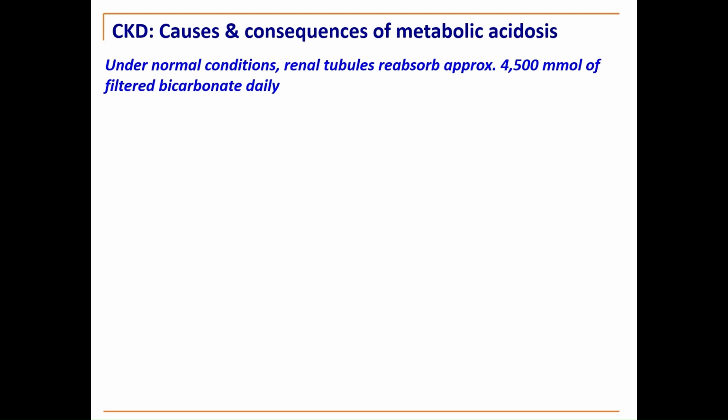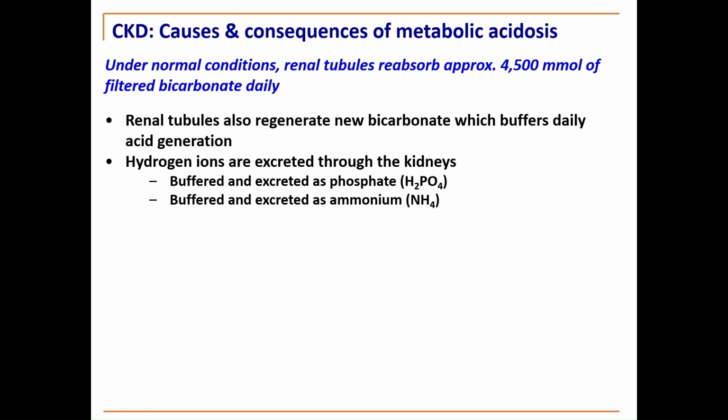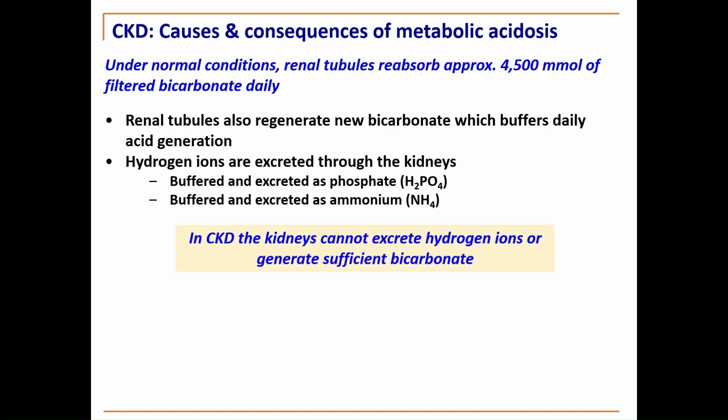You also get your metabolic acidosis. Now, we've talked about some of the consequences of that. We've talked about how it can lead to bone demineralization. It's important to realize that under normal conditions, the renal tubules are really important in reabsorbing huge amounts of bicarbonate every day, but also in getting rid of those hydrogen ions. We produce a lot of hydrogen ions, and that's excreted and buffered as phosphate and as ammonium. So, of course, in chronic kidney disease, the kidneys can't excrete hydrogen ions effectively or generate sufficient bicarbonate for buffering. Therefore you get that metabolic acidosis.